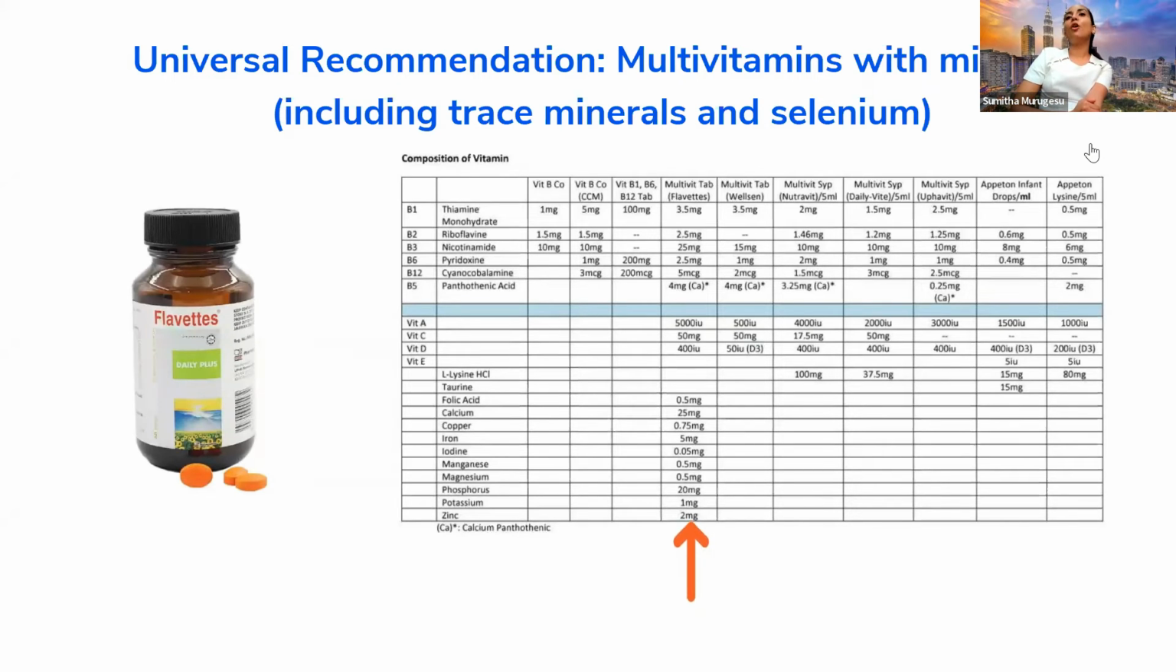And these are the different components of the multivitamin in comparison to other syrups and other vitamin types. You can see that it consists of all the vitamin B and all the vitamins A, C, D, and E, including minerals like folic acid, calcium, copper, iron, iodine, magnesium, phosphorus, phosphate, and zinc. Unfortunately, this does not contain selenium.